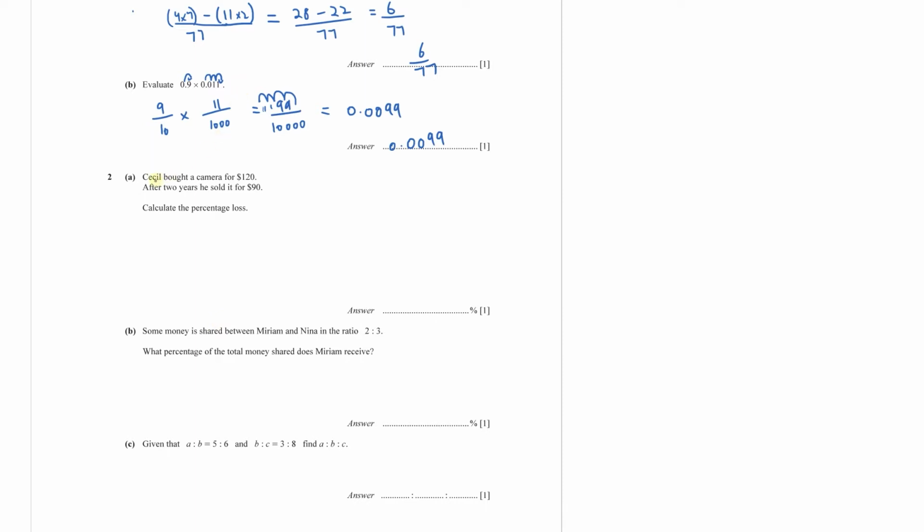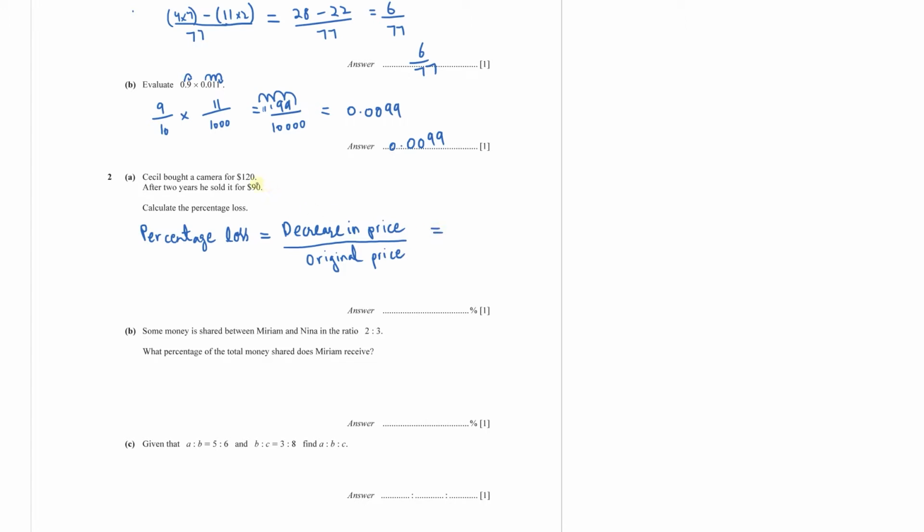Question number 2 is Cecil bought a camera for $120. After 2 years, he sold it for $90. Calculate the percentage loss. So percentage loss is given by the decrease in price divided by the original price.